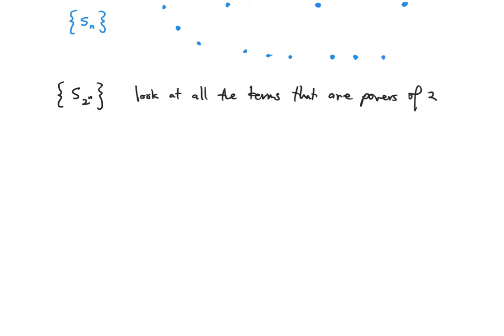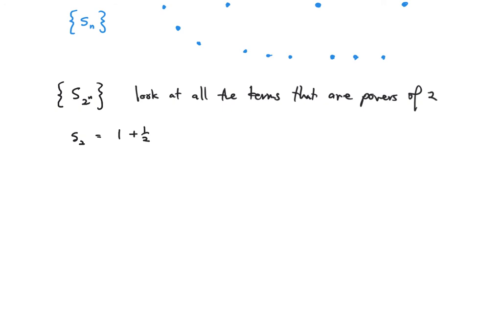Okay, so let's look at this sequence, S sub 2 to the nth power. Basically we're going to look at all the terms that are powers of 2. Why don't we write out what those terms are? The first term is going to be S2. That's the first term of our subsequence. That's just going to be 1 plus 1/2, the sum of the first two terms.